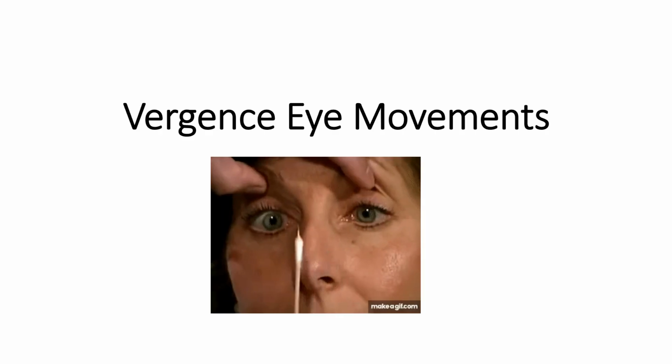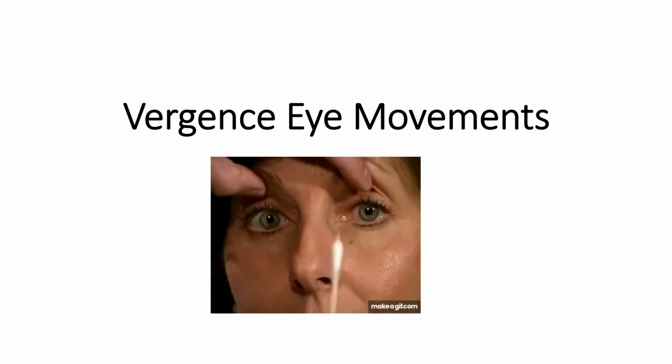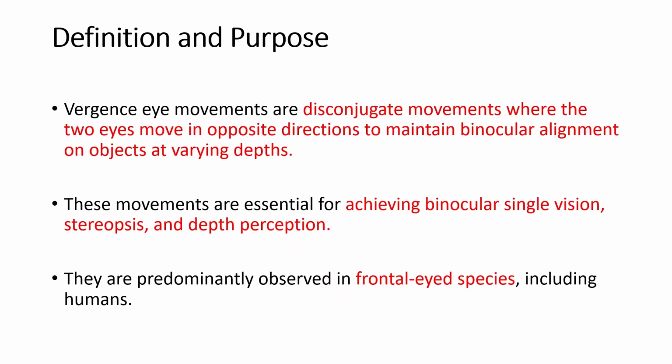Vergence eye movements. Vergence eye movements are disconjugate movements where the two eyes move in opposite directions to maintain binocular alignment on the object at varying depths. These movements are essential for achieving binocular single vision, stereopsis, and depth perception. They are predominantly observed in frontal-eyed species, including humans.